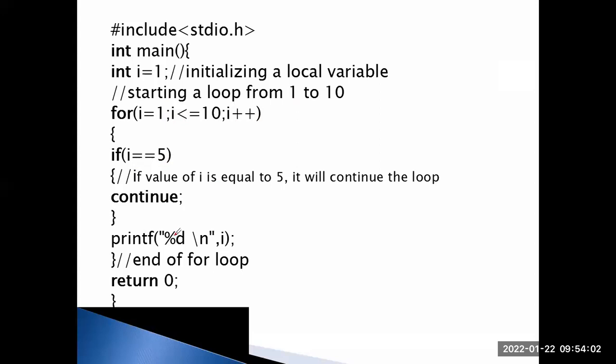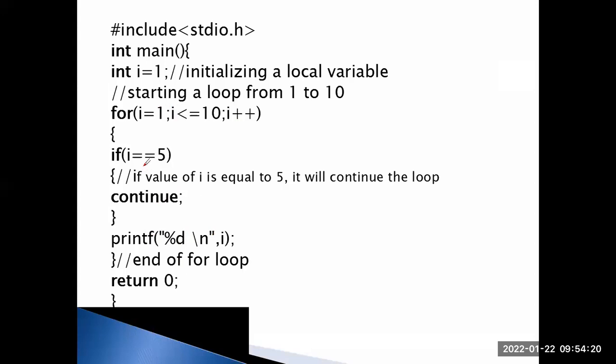It will not go for the print statement. When i comes to 5, it continues. If the condition is satisfied, continue means it will go to the i++. It skips printing the i. At the end of the loop, here is printf("%d\n", i).